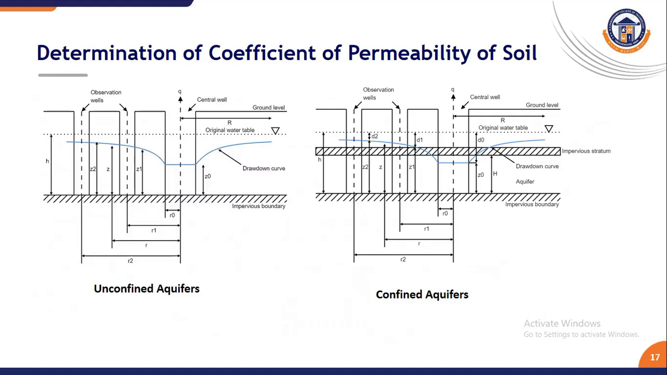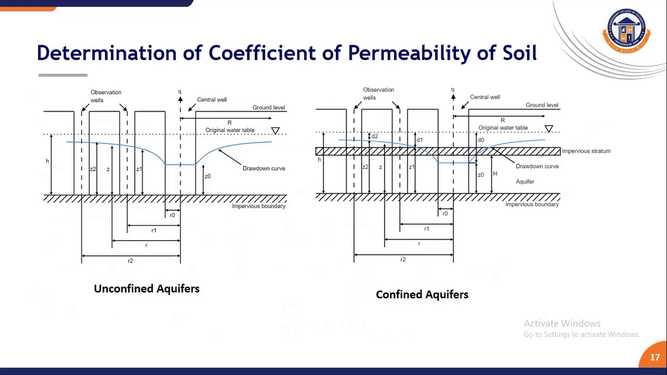A confined aquifer contains an impervious stratum. The unconfined aquifer does not contain an impervious stratum. Here the drawdown curve will vary compared to the confined aquifer. In the unconfined aquifer, the water level is noted below the ground level. Okay, this is for your reference.